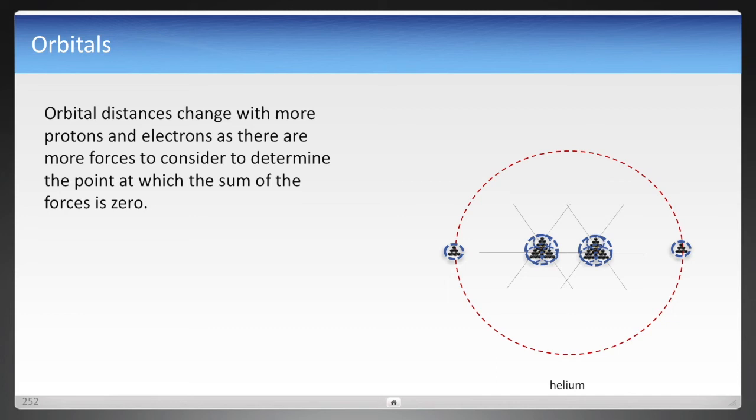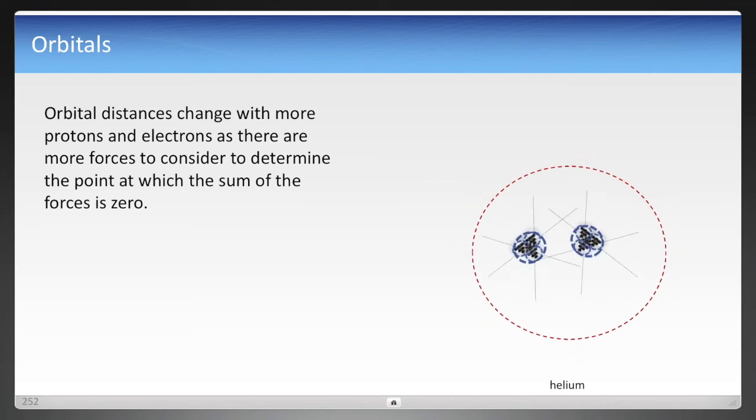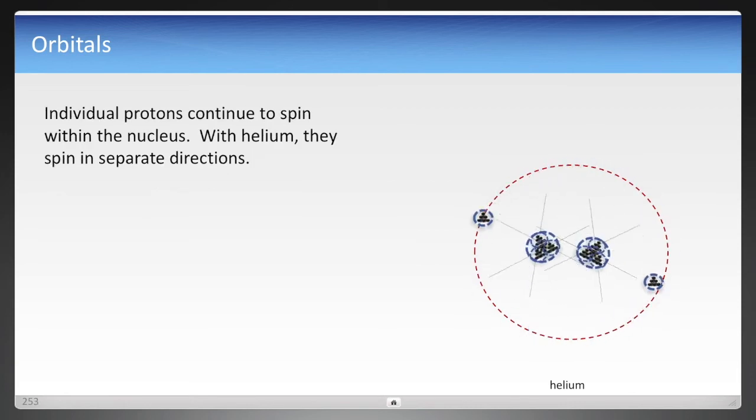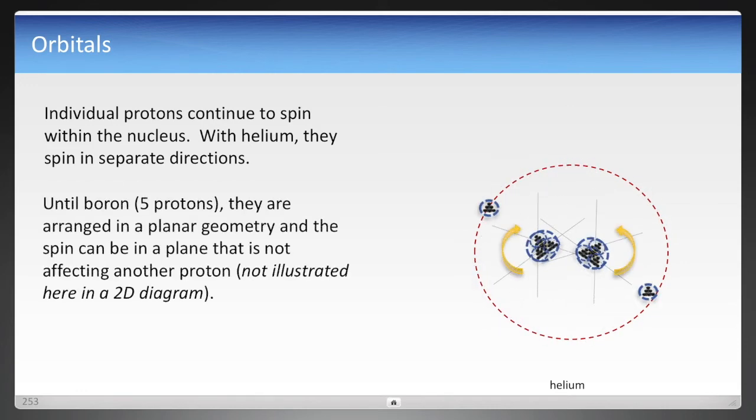Now, orbital distances change as more protons are added, and there's more an attractive force. But at the same time, we have more electrons, and they will cause forces on the others, and it becomes much more complex now to determine the point at which the sum of the forces is zero. Now, individual protons are spinning within the nucleus, and for helium, they're spinning in separate directions. And until boron, it'll be a planar geometry, meaning a two-dimensional plane.